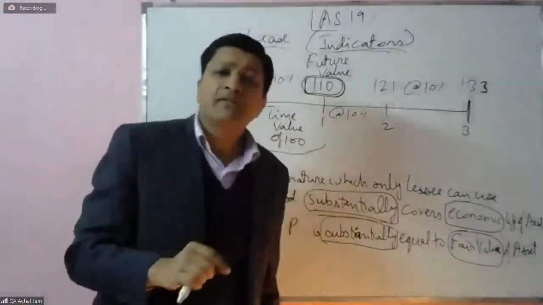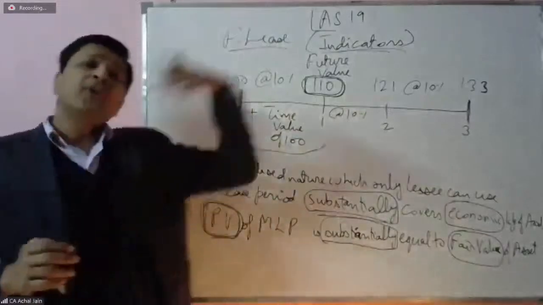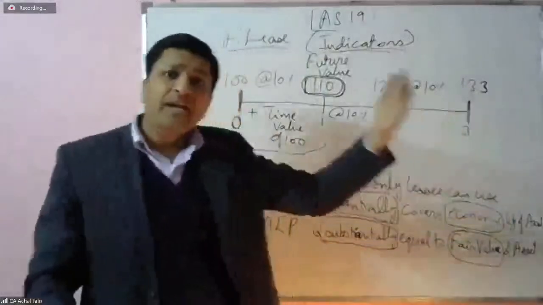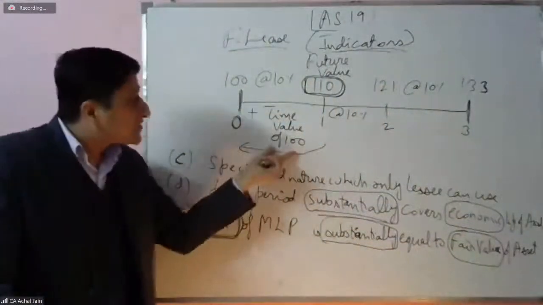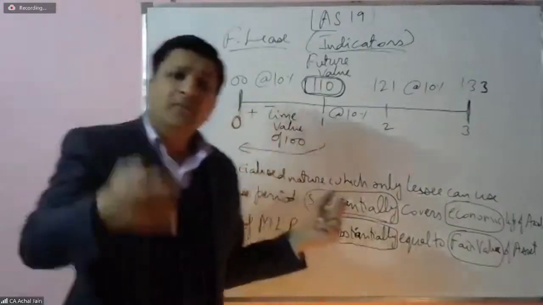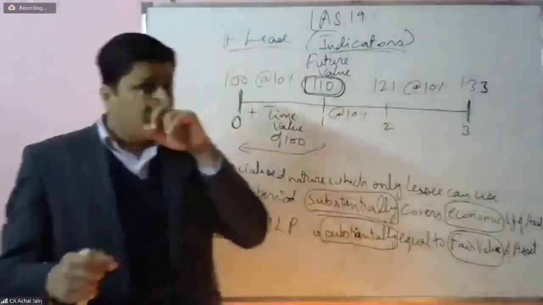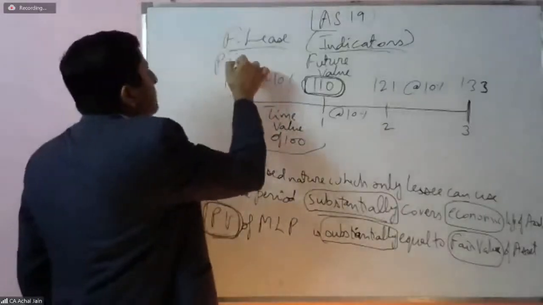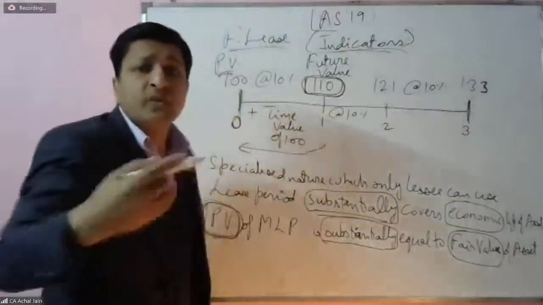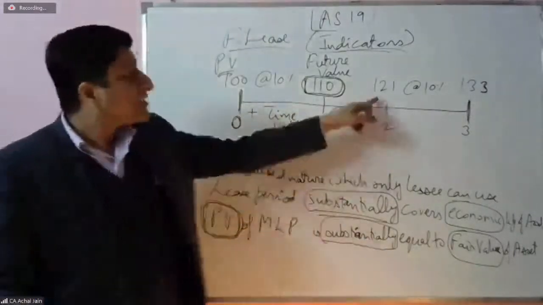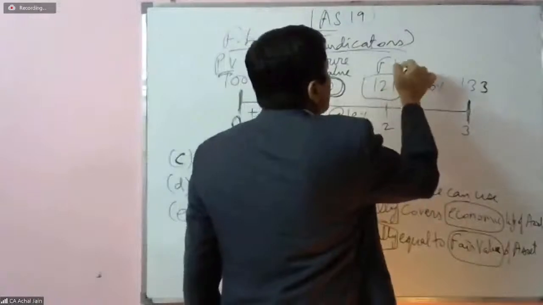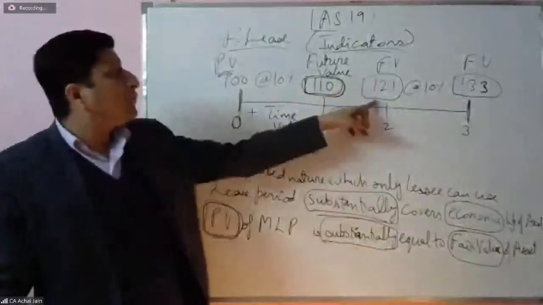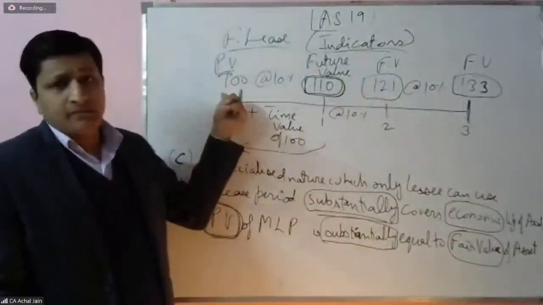Understood? What do we mean by present value? Present value means for a future value, if we consider it today's value, by eliminating the time value of money which gets loaded on that, we get the present value. So this 100 is what? Present value. And this 110 is what? Future value. Okay. This is again what? Future value. This is again what? Future value. So if we have to look at present value of 121, it will be 100.